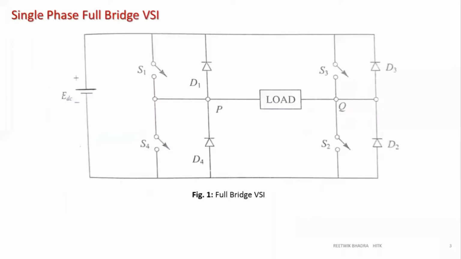And remember, we are studying full bridge VSI, so we are using total voltage as EDC. Previously it was a half bridge, so we used the voltage EDC by 2. EDC by 2 means two voltages were there, each of magnitude EDC by 2. Now over here, one total voltage is used, that is EDC.